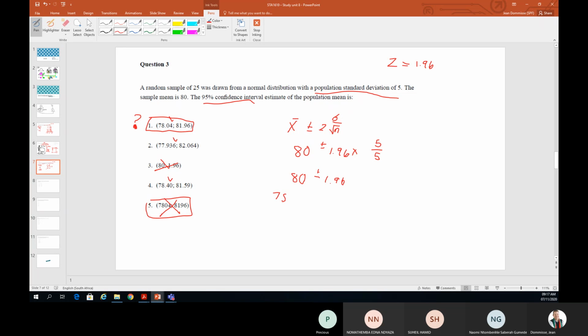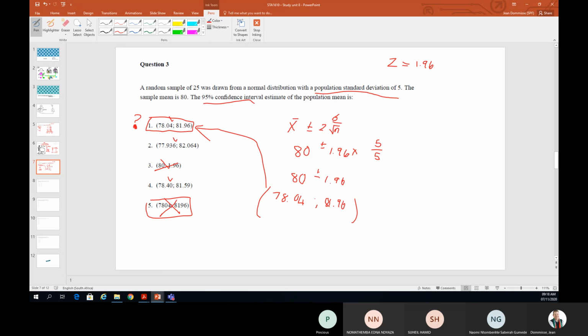So the lower one is 80.04, and then the top one is 81.96. Okay, so that gives me option 1. So I think the most important thing with this one is that you identify if you're going to use a Z or T. That was easy to identify in this one, and then you follow the process of how to work out the confidence interval.